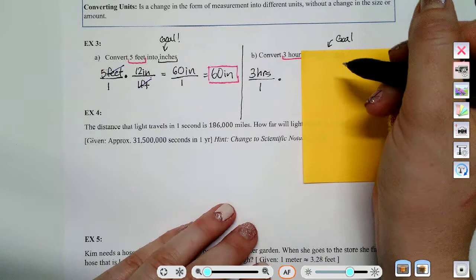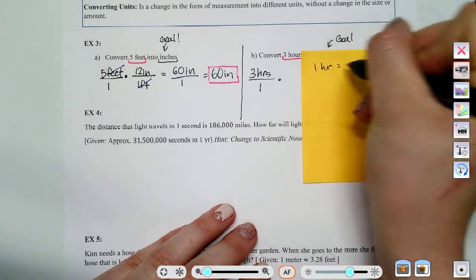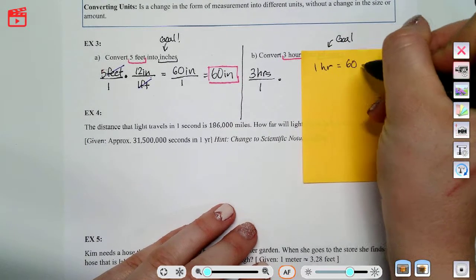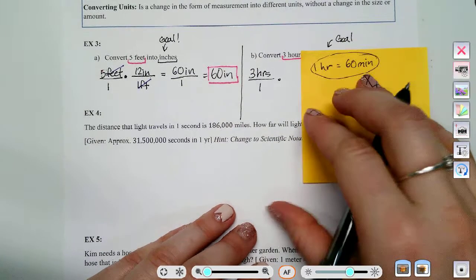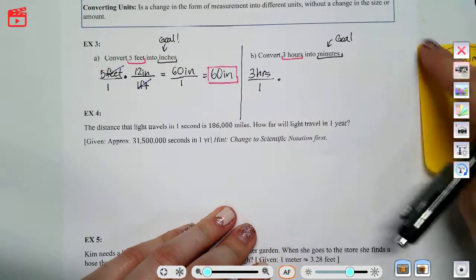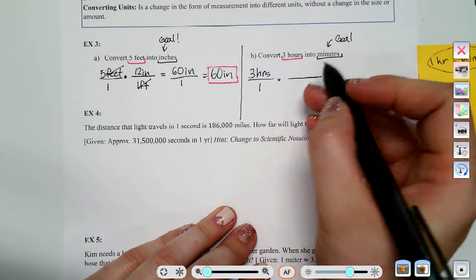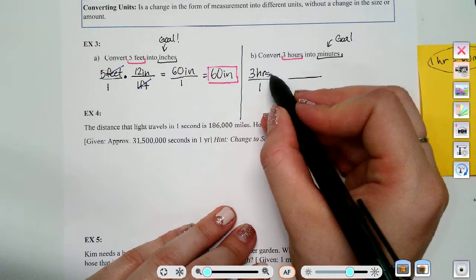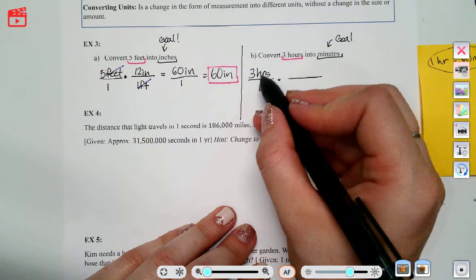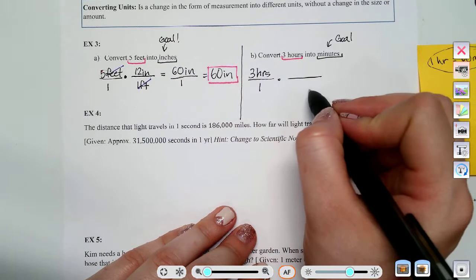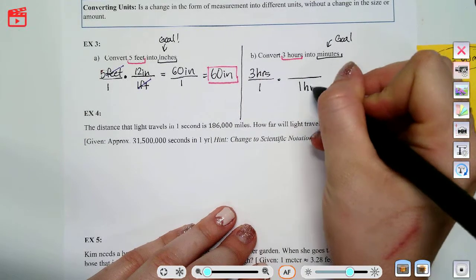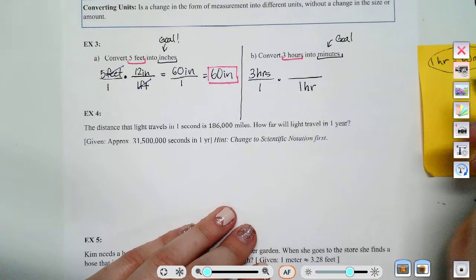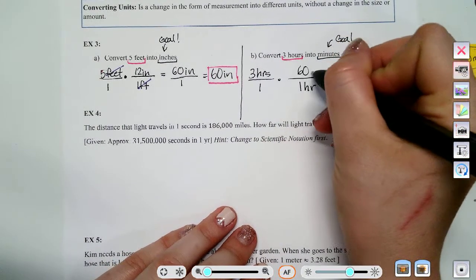Well, let's see. I know that in 1 hour there is 60 minutes. Okay, here's an equation that I'm going to use. So, the question is, do I put the minutes on the top or the hours on the top? Well, if I want the hours to cancel, I need one to be on the top and one to be on the bottom to cancel. So we're going to have the hours on the bottom so they can cancel with the other hours, which leaves the 60 to go on the top of the fraction.